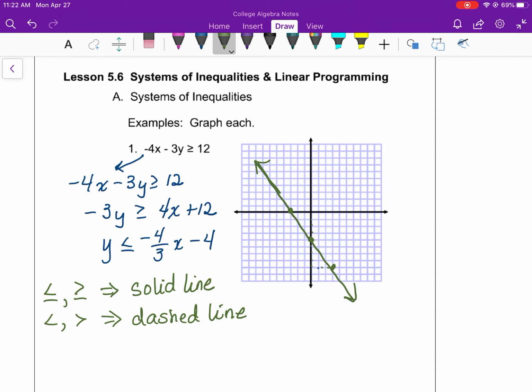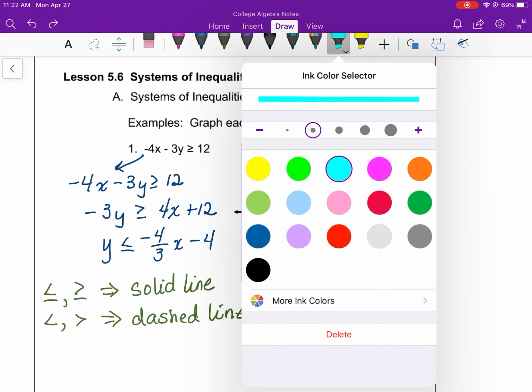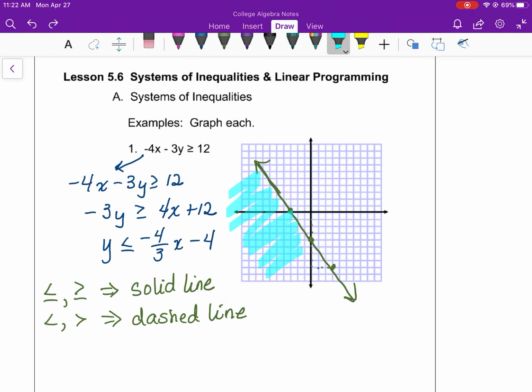Now, you don't have infinite solutions for this problem. You have a set of points that satisfy the inequality. Those points are either going to be up here, above the line, or down here, below the line. And by satisfy the inequality, those are the points that make the inequality true. So what you need to do is pick a test point that is not on your line. You can pick any point that you want that is not on the line.